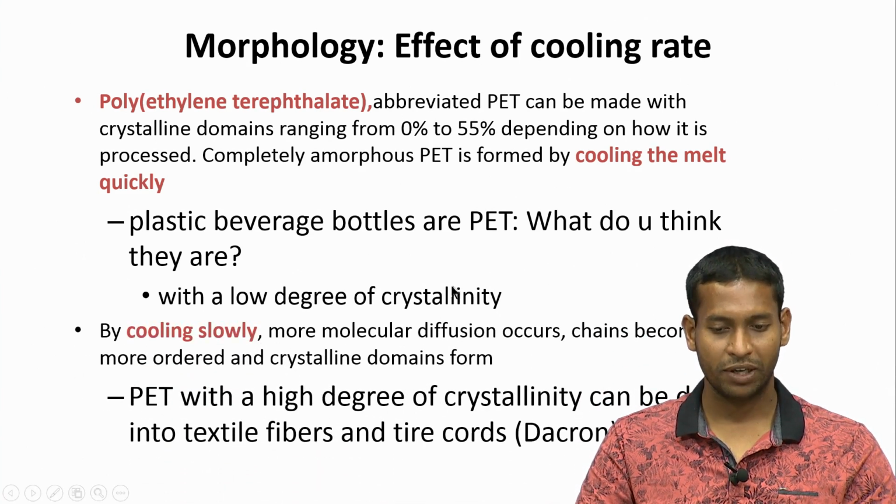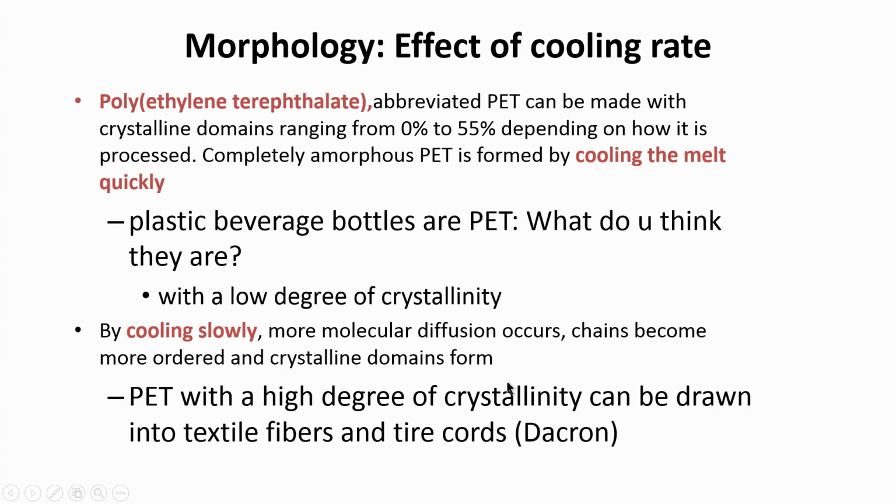By cooling slowly you can get more ordered crystalline domains, as we talked about. So, the same PET you can get with a high degree of crystallinity, which is then used in textile fibers and tire cords, and the same one can also be used in plastic bottles. The only difference is how fast they are cooled.